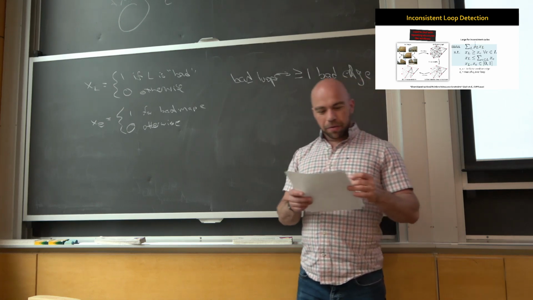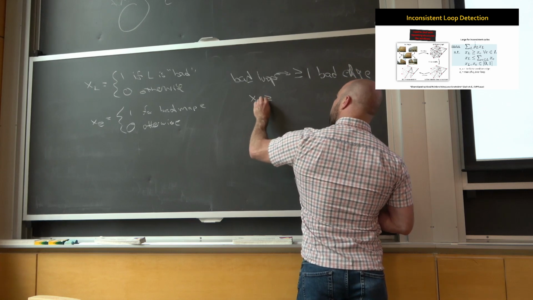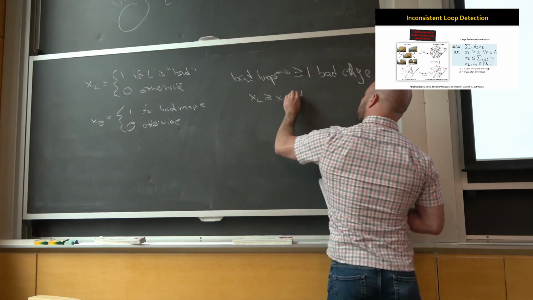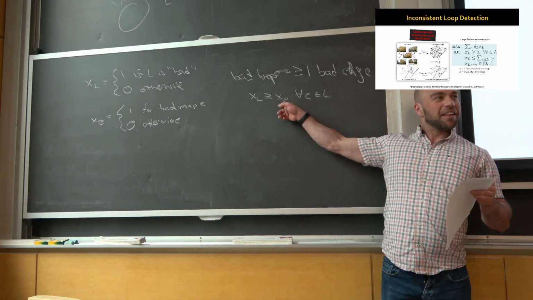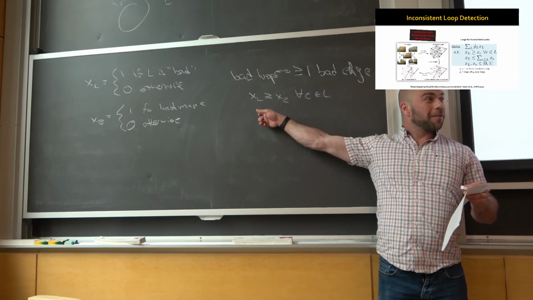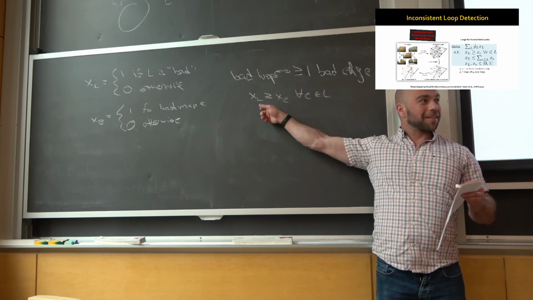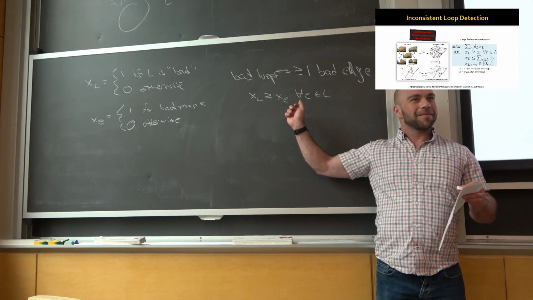Then one way to articulate that is to say that X_L is greater than or equal to X_E for all E in L. Do we see that? Because if any E has X_E equal to 1, meaning it's bad, then the loop has to be 1, because it's binary and it's bigger than the smallest value in its loop. Does this constraint make sense?